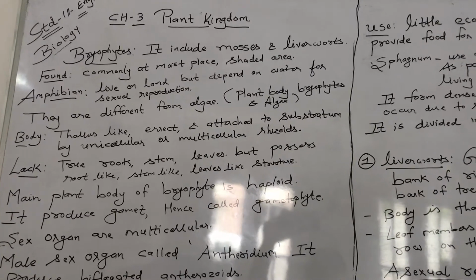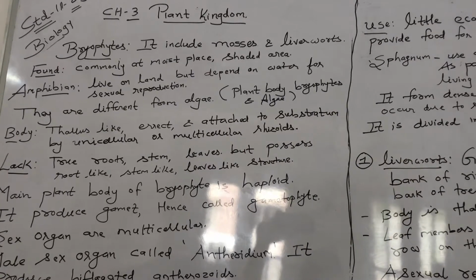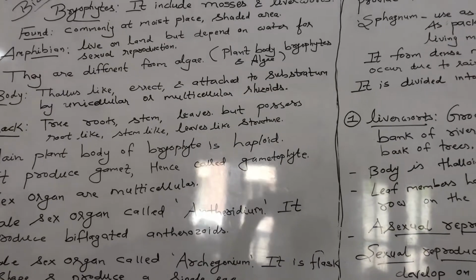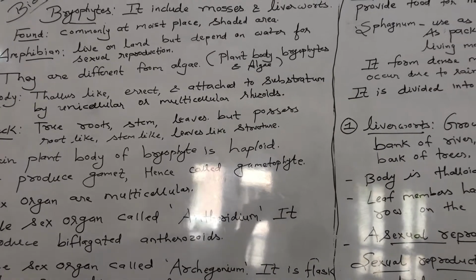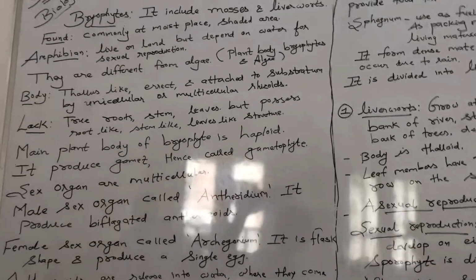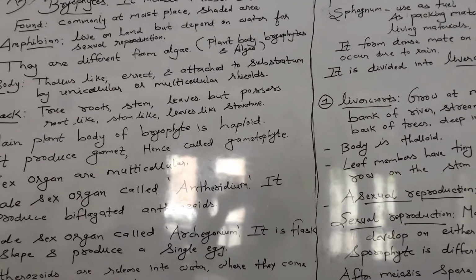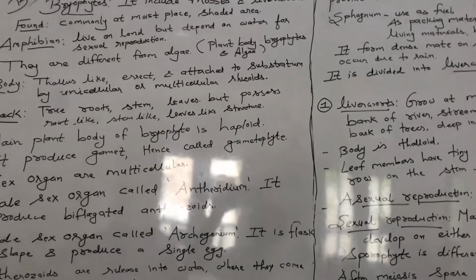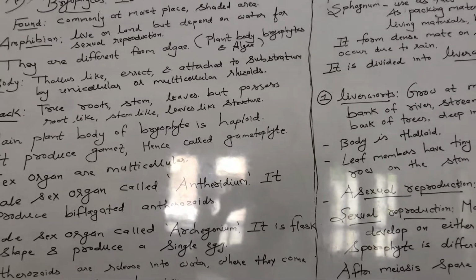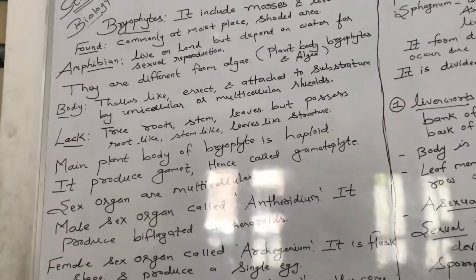They are different from algae. The plant body of bryophytes and algae are different. The body of a bryophyte is thallus-like, erect, and attached to the substratum by unicellular or multicellular rhizoids. Substratum means the base surface of soil, wood, whatever. Rhizoids you can consider as root-like, hair-like structures.